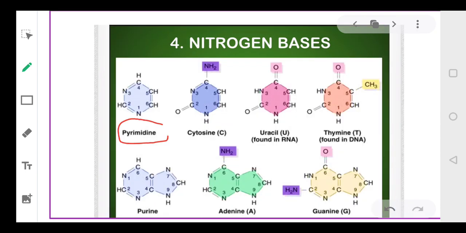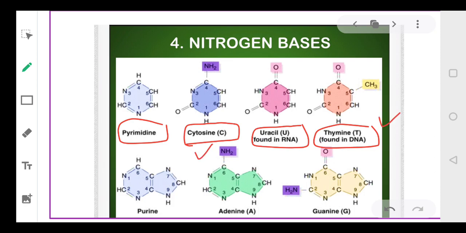Coming to the pyrimidine. Pyrimidines have 3 types of bases. One is cytosine, shown with C. Uracil, shown with U. Thymine, shown with T. Now out of these, cytosine and thymine are present in the DNA, while uracil is present in RNA in place of T. देखिए DNA में साइटोसिन और थाइमिन दोनों अवेलेबल होंगे, ठीक है. RNA में थाइमिन नहीं होगा, instead of thymine we will have uracil.